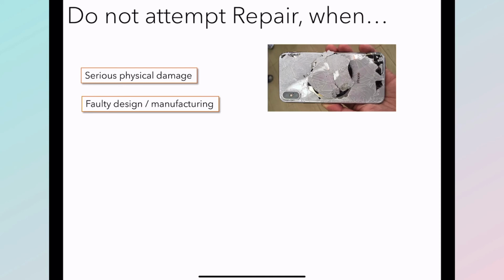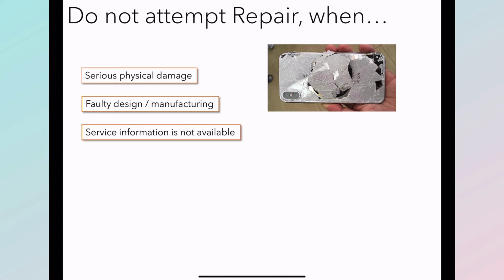Or faulty design or manufacturing faults, these types of faults result in reoccurring problems. These reoccurring problems cannot be solved because they are the result of the faulty design or the manufacturing faults. So in that case, we should not go for repairs. Those will keep on happening. Instead, we should just replace the faulty component, or if the device has a manufacturing fault, we'll have to bear that.